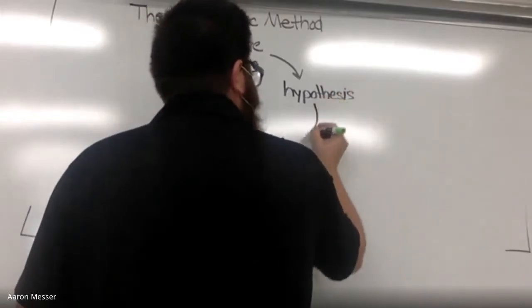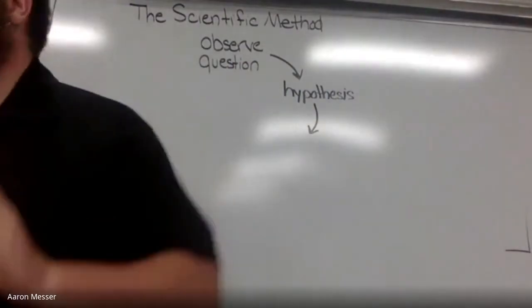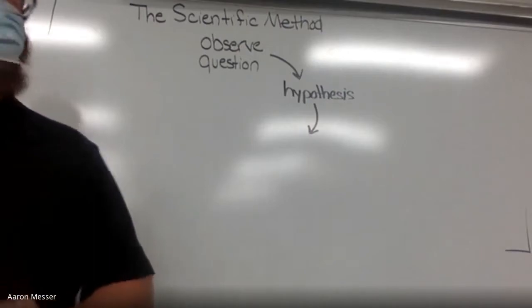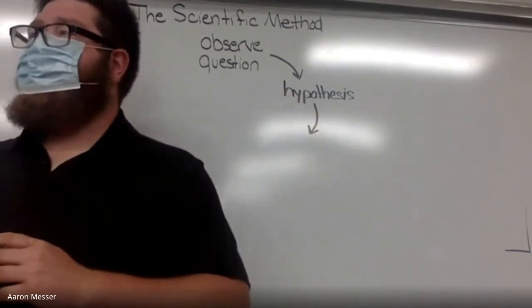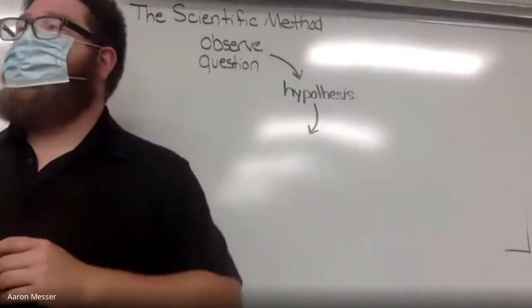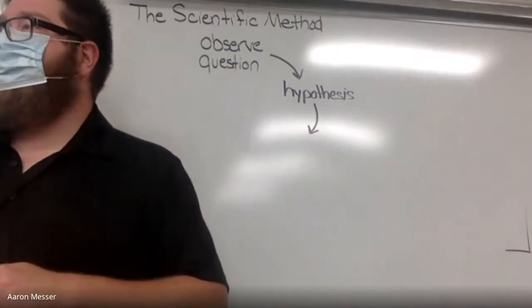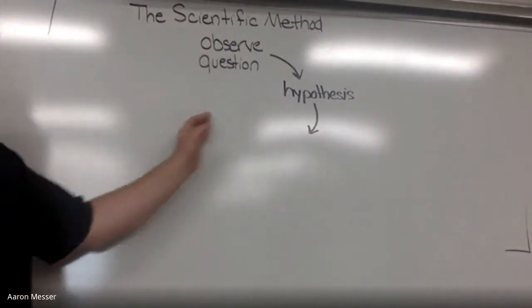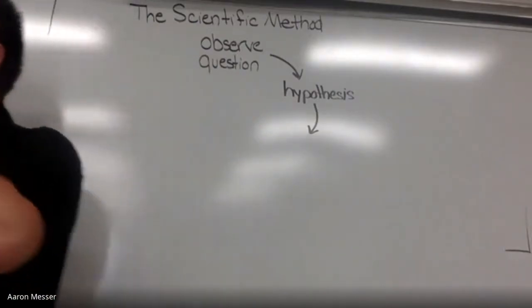And a hypothesis is, remember, not an educated guess. That's an okay definition, but we're high school biology students now. So a hypothesis is a tentative explanation based on prior knowledge, previous experience, or previous research. So we make an observation, we ask a question, we come up with an answer to that question, which is the hypothesis. Then what do we have to do?